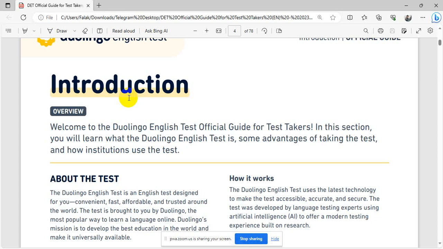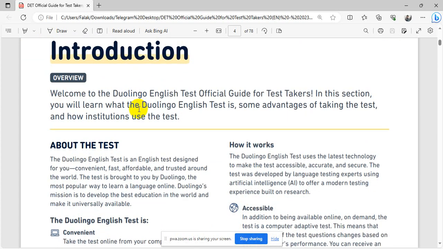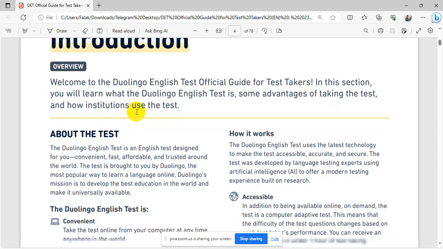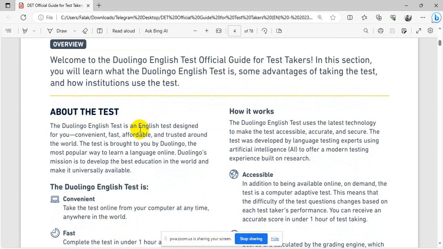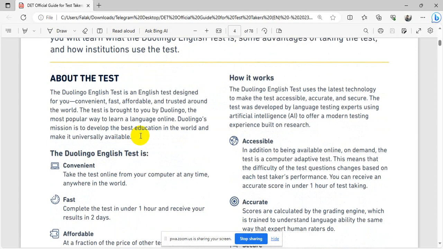The first topic, in the introduction part of this book about Duolingo, is particularly about the test itself. As you know, the Duolingo English test is an English test designed for your convenience. That's because it's very convenient, fast, affordable, and trusted all over the world. The test is brought to you by Duolingo, the most popular way to learn a language online. Duolingo's mission is to develop the best education in the world and make it universally available.